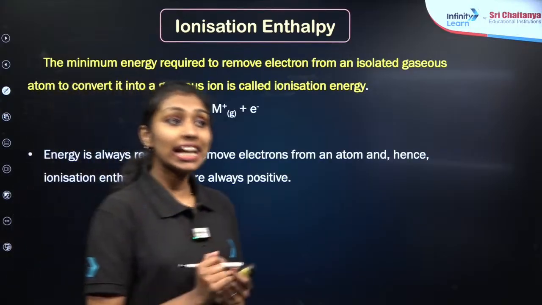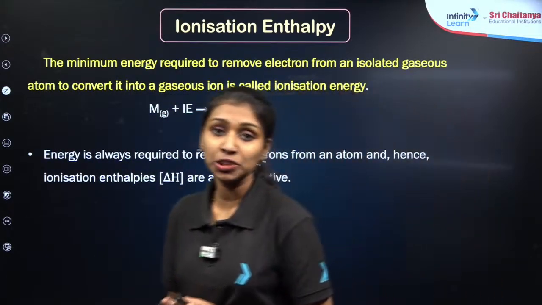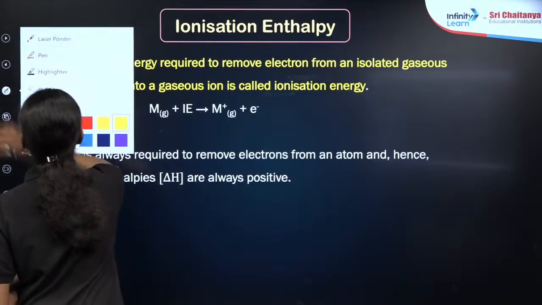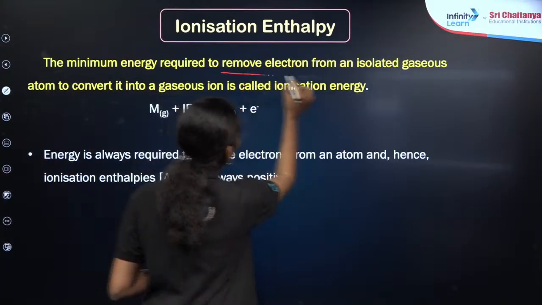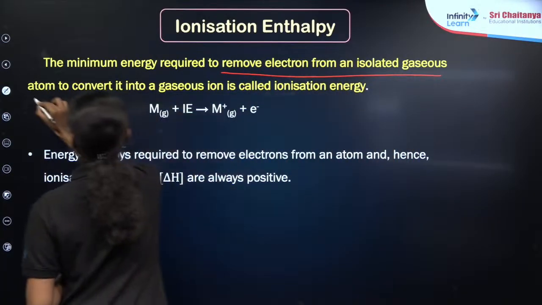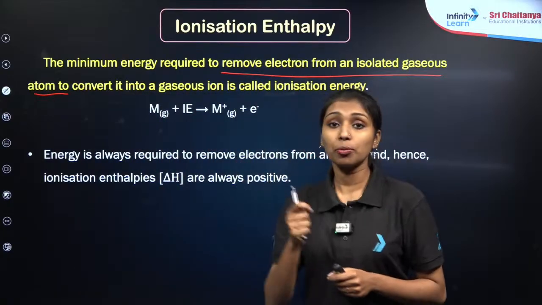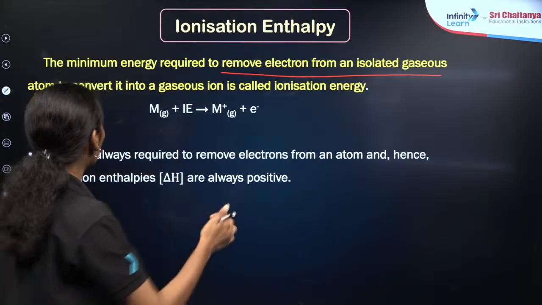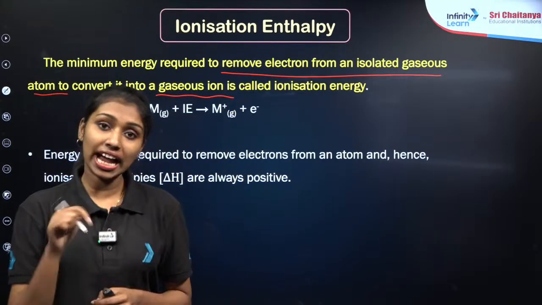What do you mean by an ionization enthalpy? Actually, it is the term related to an energy. It means the minimum energy required to remove an electron from an isolated gaseous atom to form its cation or the gaseous ion. That type of energy is known as the ionization energy.